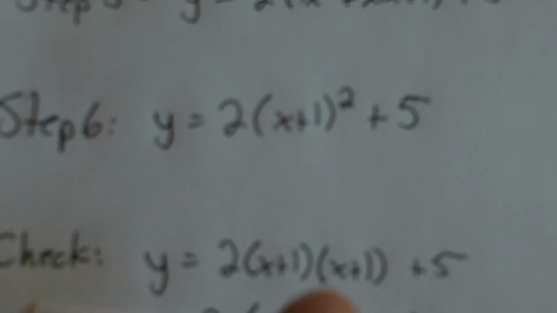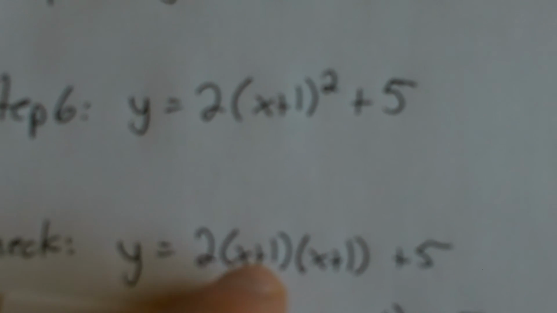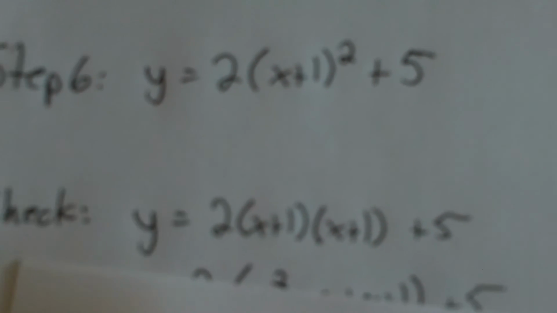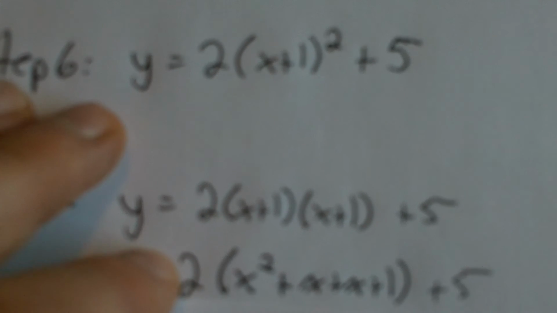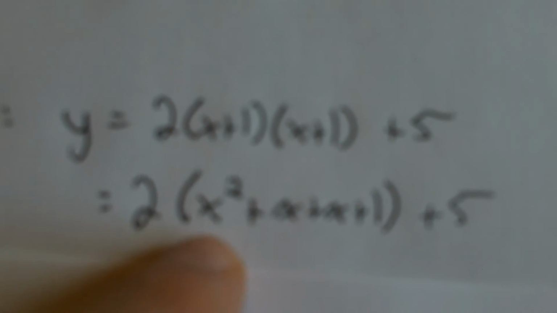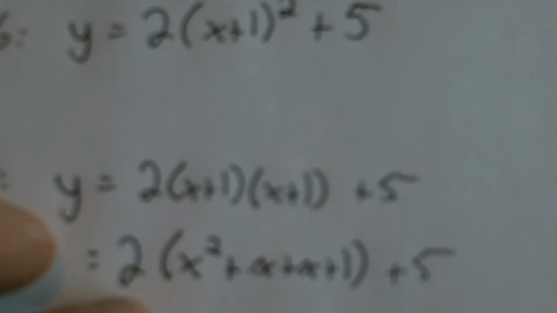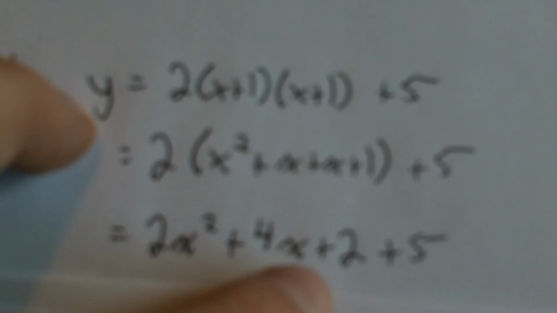Now you can always go back and check. Well, (x plus 1) squared is (x plus 1) times (x plus 1). And if you want to FOIL that out, you get x squared plus 2x plus 1. Keep the 2 in front, the 5 on the end. Now we're going to distribute this 2 into everything inside the brackets, and we're left with 2x squared plus 4x plus 2 plus 5. And that simplifies to what we started off with, 2x squared plus 4x plus 7.